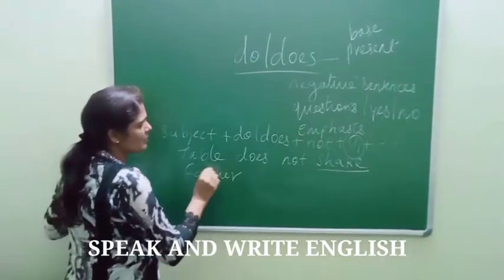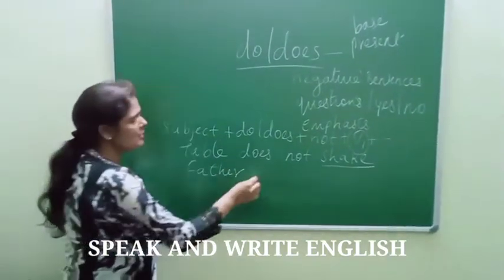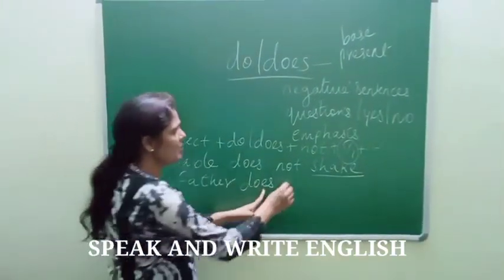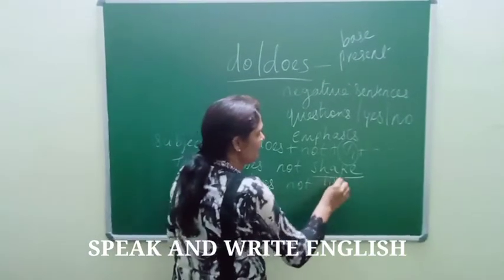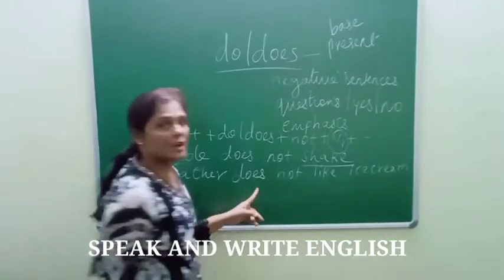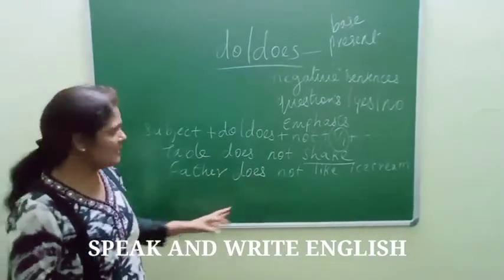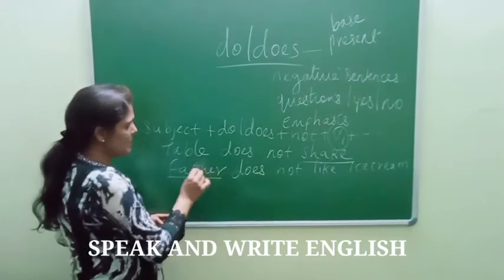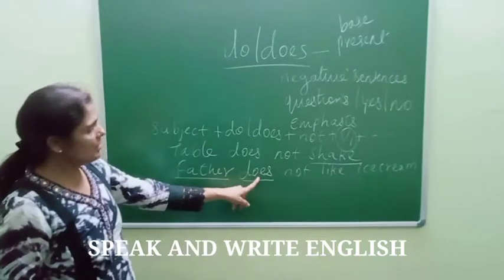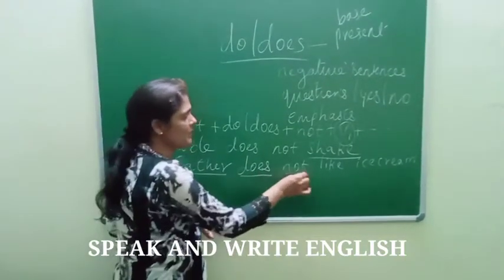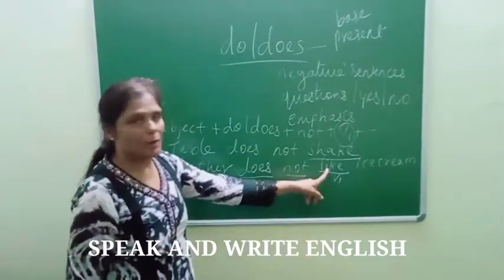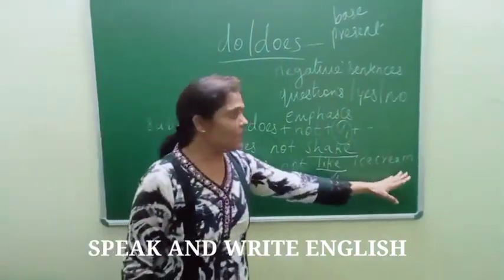Father. Father is there in the singular. So make use of the auxiliary does. Father does not like ice cream. Father is a subject. Because it is there in the singular, I have made use of the auxiliary does with the negative word not and the verb. The verb is there in the base form like. Then you can end it with an object.